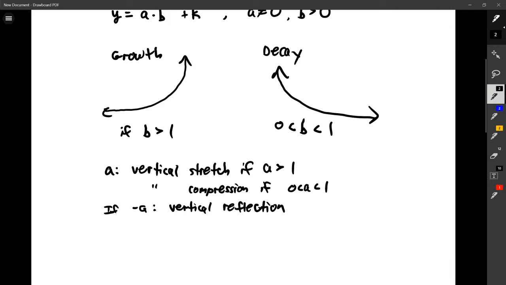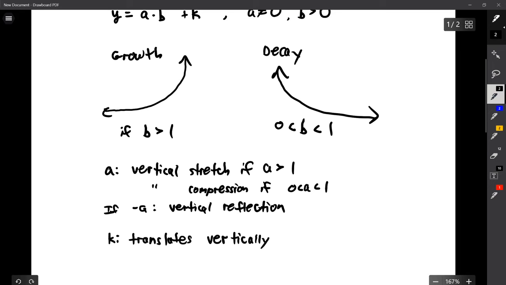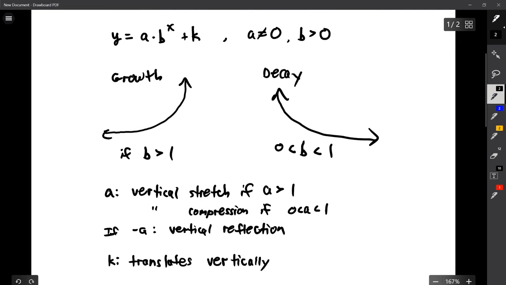And then the one thing we can add now is what this K does. Okay. So what the K does is it translates vertically. And that's also the same thing we saw with the parabolas. So as you add values here to the end, this k here, if you're adding 3, it translates the graph up 3 units. If you're subtracting 5, it translates the graph down 5 units. Okay, so translates vertically. All right.